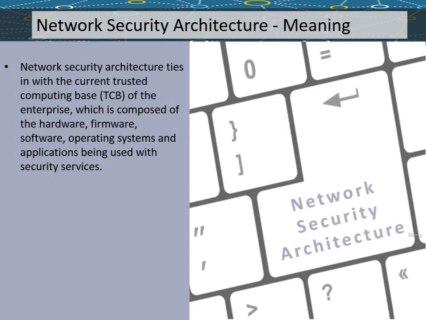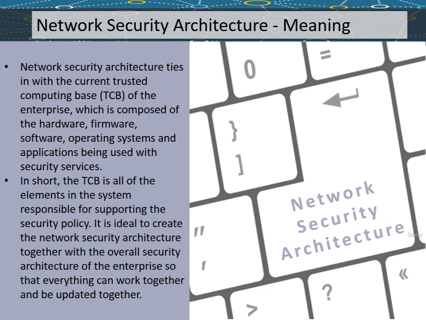Network security architecture ties in with the current Trusted Computing Base (TCB) of the enterprise, which is composed of the hardware, firmware, software, operating systems, and applications being used with security services. In short, the TCB is all of the elements in the system responsible for supporting the security policy. It is ideal to create the network security architecture together with the overall security architecture of the enterprise so that everything can work together and be updated together.